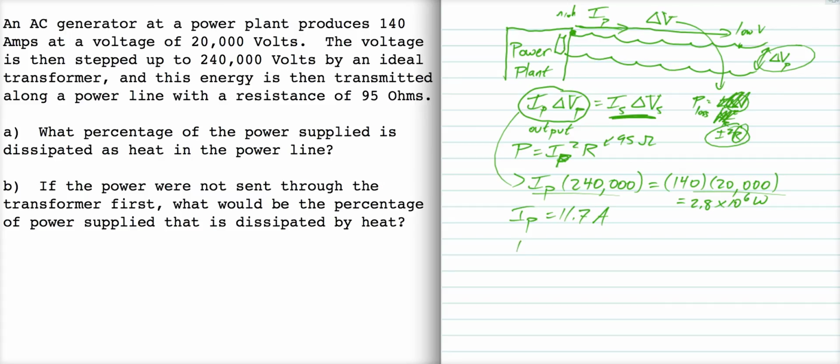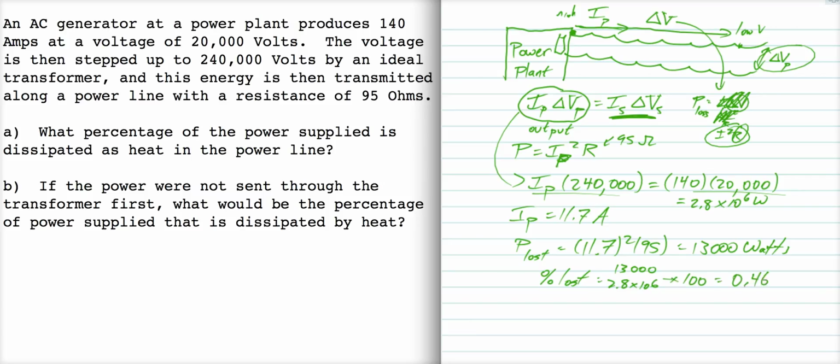And so the power lost is 11.7 squared times 95, which is 13,000 watts. Okay, now if we express that as a percentage, the percentage lost is 13,000 divided by 2.8 million. And then we multiply that by 100, and we get 0.46%. Okay, so less than 0.5% is lost.